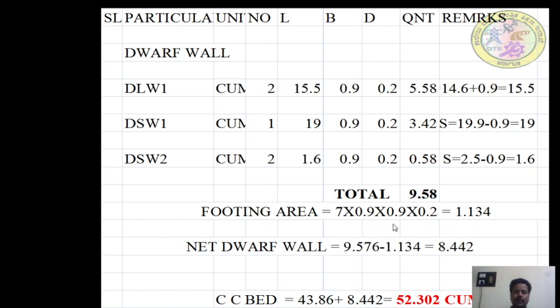We have already taken the dwarf wall for its total length, the entire length is already calculated, so the deductions of the footings are to be deducted. Then the total quantity is 8.442. So the CC bed concrete is 43.86 for the 30 centimeter wall and 8.442 for the dwarf wall, so 52.30.